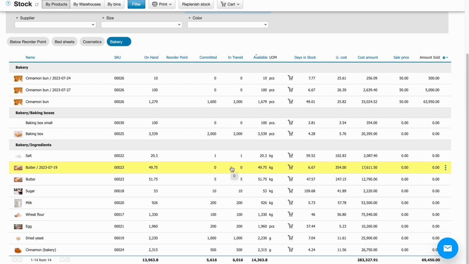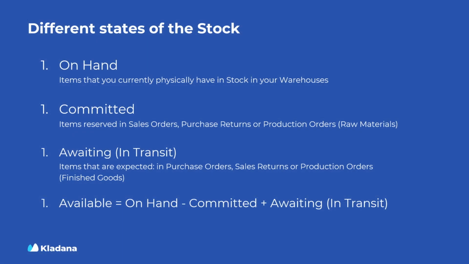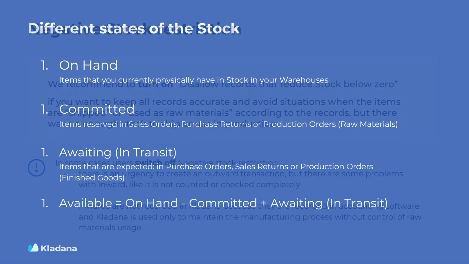Also, in the available column, you can see the calculated available stock. So let's finalize. There are different states for the stock. On hand, what we have right now; committed, what is reserved; awaiting or in transit, what we expect. And available is calculated according to this formula: on hand minus committed plus awaiting stock.